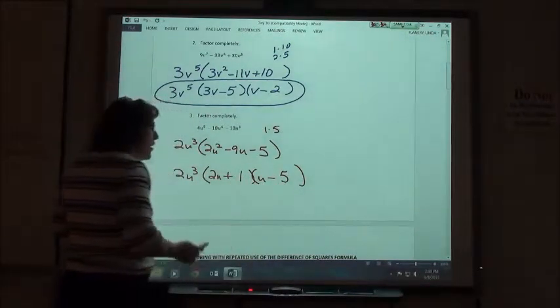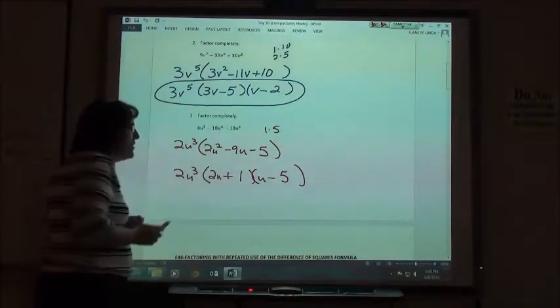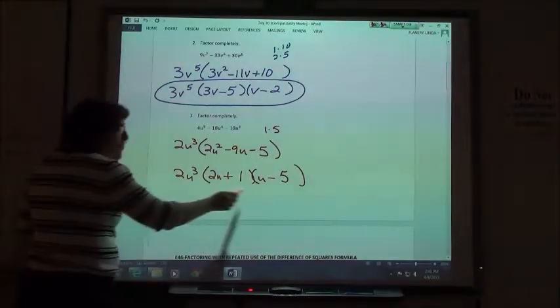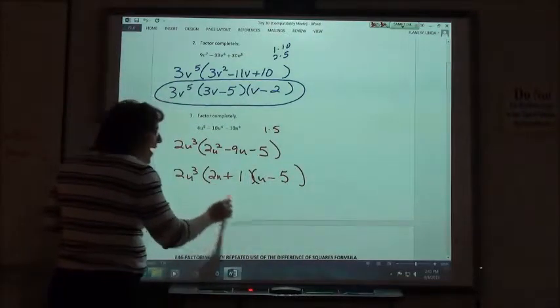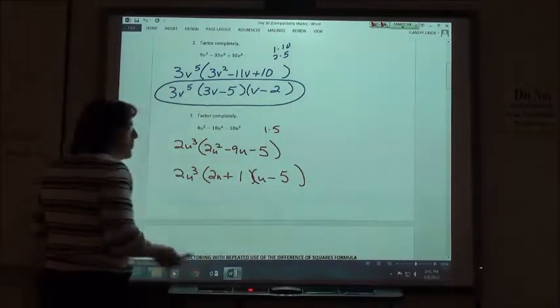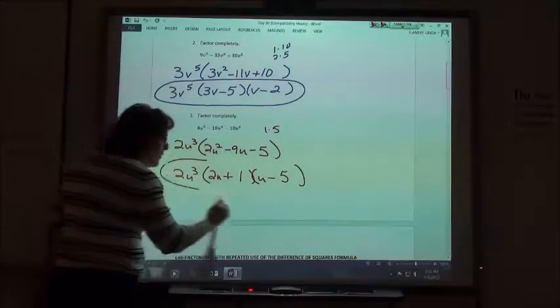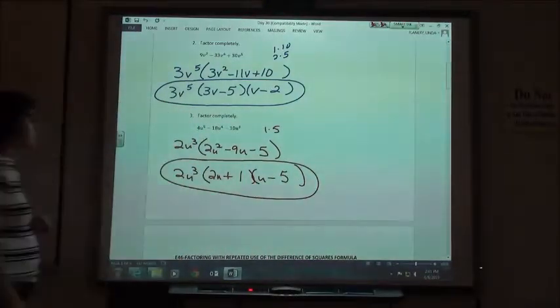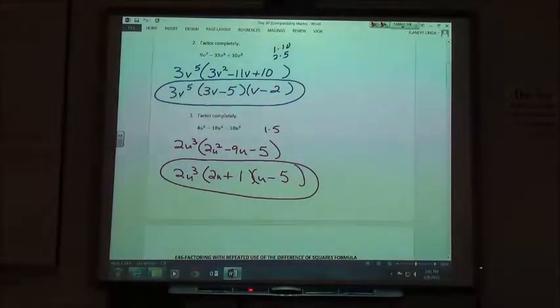Negative 10 plus the 1u in the middle, sure enough, adds up to the negative 9. So it's a matter of guessing and checking till you find the outside plus the inside products that add up to the middle. So 2u to the third times 2u plus 1 times u minus 5 would be my answer.